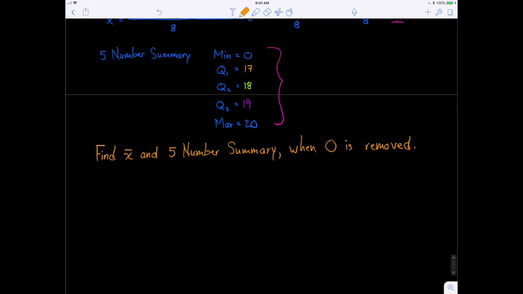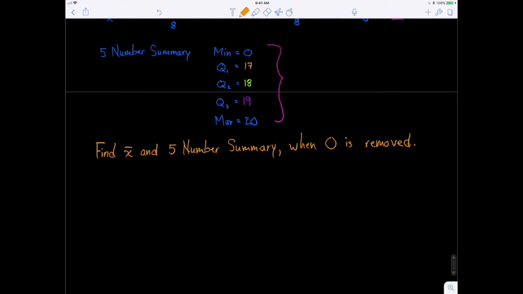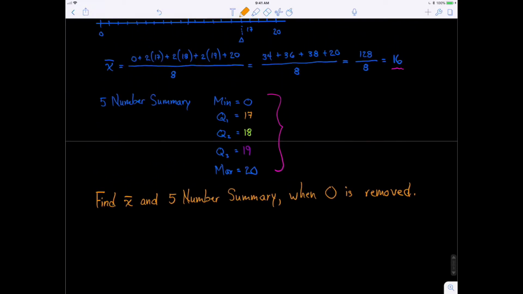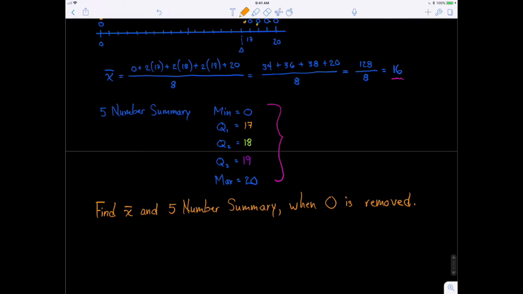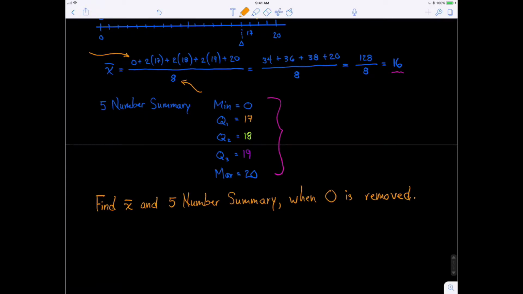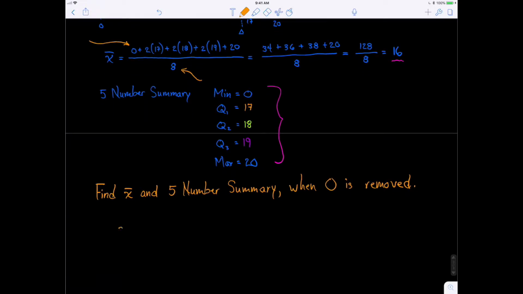Okay, so here we go. Let's take a look at what happens now. So notice that I can just reuse these calculations from up above, except now this 0 isn't here, and the number of data in my data set is now 7. So if I do that, then I'm still going to come up with x bar equals 128, because the 0 didn't affect the sum. But now I'm going to divide that by 7.